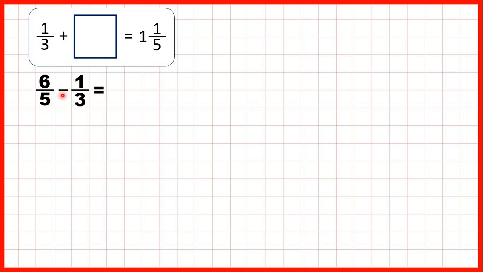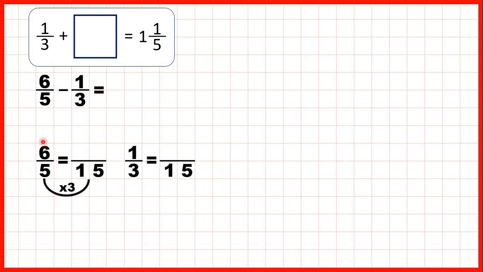Now to subtract fractions, we need our denominators to be the same. The lowest common multiple of 5 and 3 is 15. So we can change 6/5 and 1/3 into fractions which have a denominator of 15. 5 times 3 is 15, and 6 times 3 is 18. 3 times 5 is 15, and 1 times 5 is 5. So we can rewrite our question.